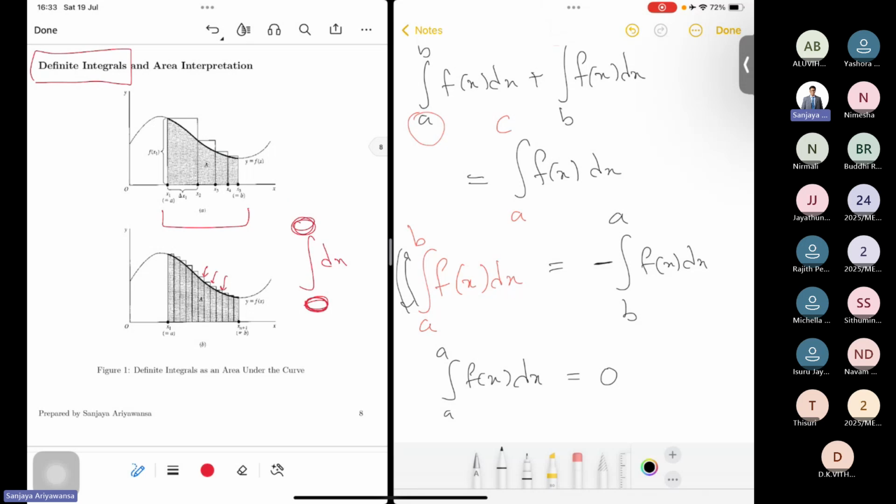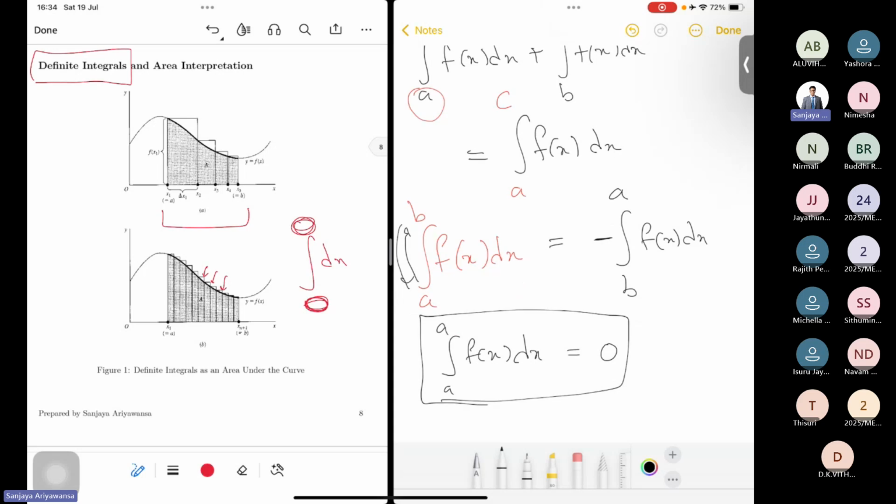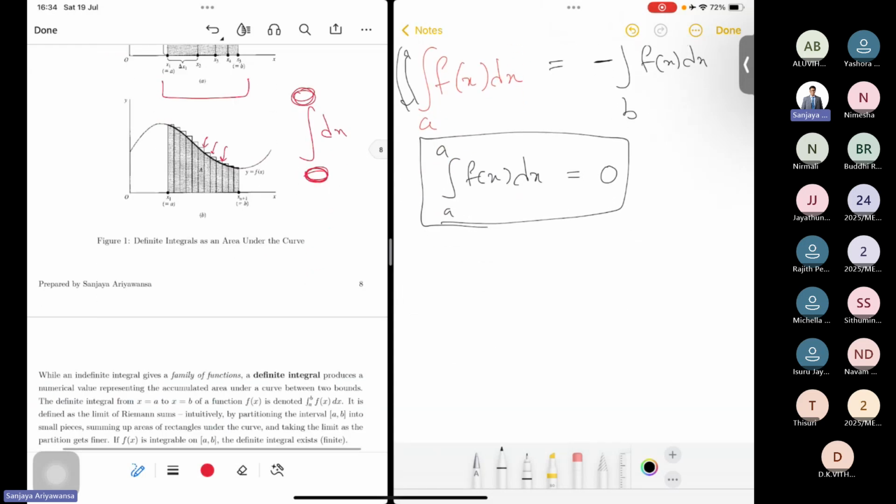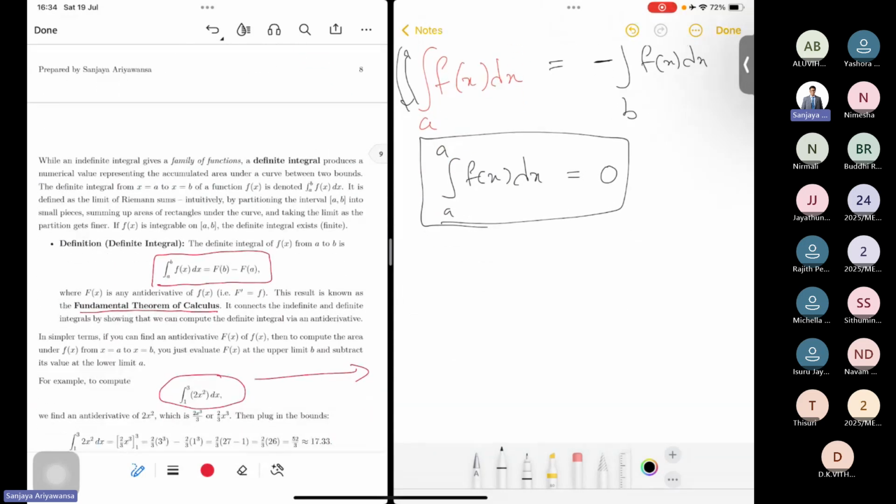So what I'm saying here is, when I look at this one, a to a, I'm simply saying at that same point integrated. So at the same point, we don't have anything, just a line. There's no rectangle, just simply a line. So the area is 0 then, because for the area to exist, you have to have a height and a width.